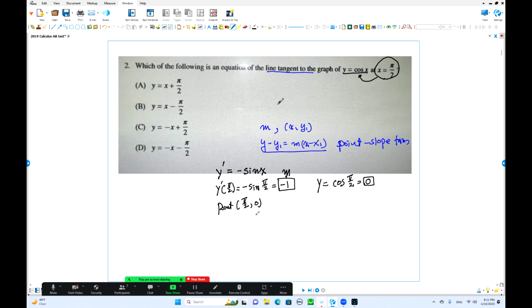Now we got the slope and point. The equation is y minus y1, which is 0, equals slope, negative 1, times x minus x1, which is pi over 2. So y equals negative x. Negative 1 times another negative is a positive pi over 2. This is the equation of the tangent, okay? So choice C is the answer.